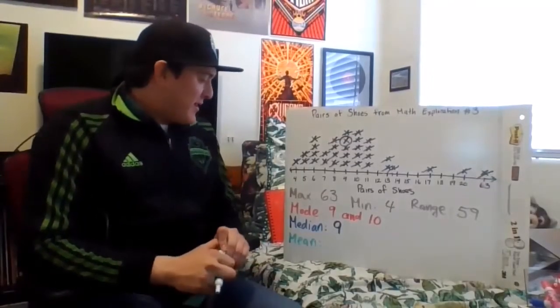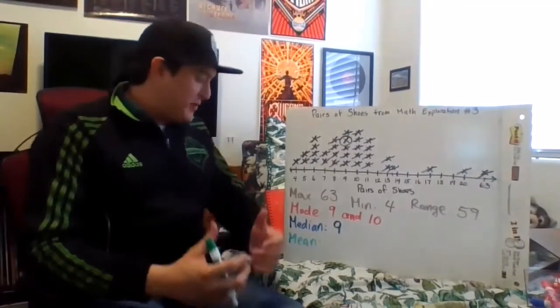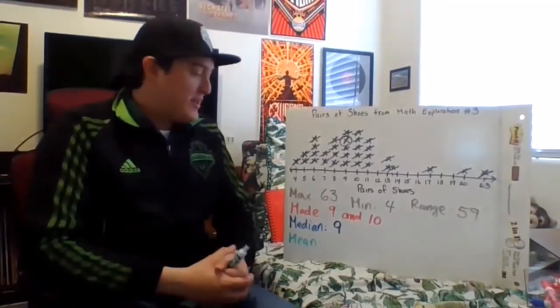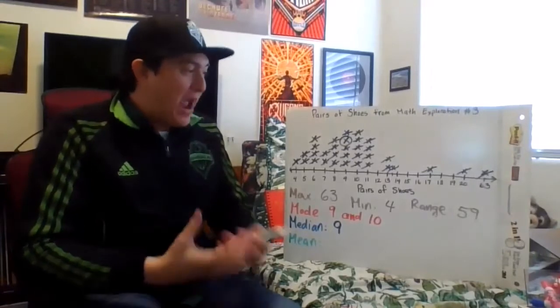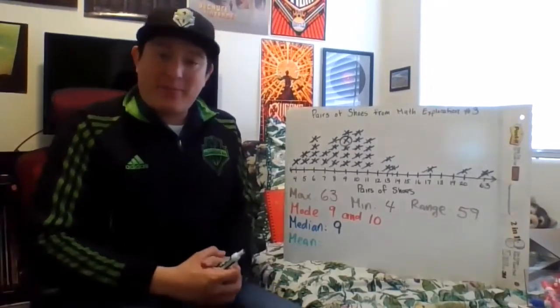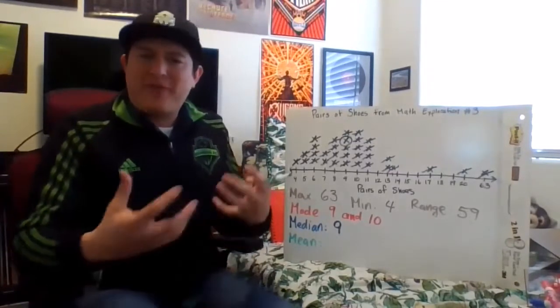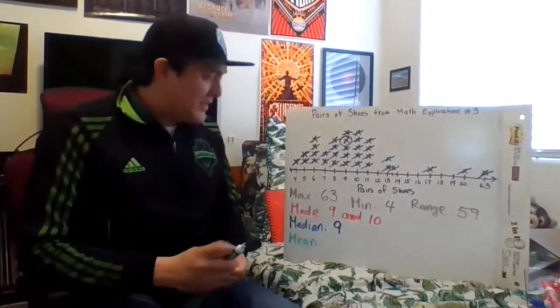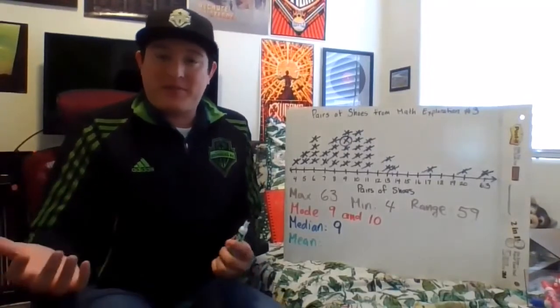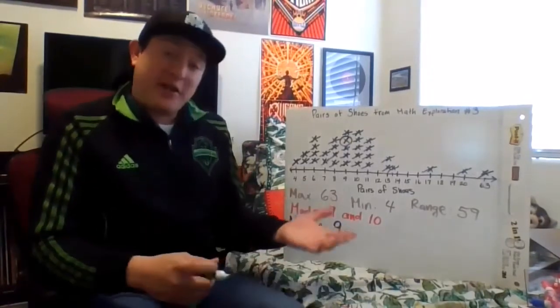All right, so the last term that I'm going to introduce to you is called mean, and this is just another word for average. And you're trying to find out what the average number of pairs of shoes or the average number that you have in your data points. And so if somebody were to ask you, well, what's the average number of pairs of shoes that is in your data, this is how you would do it.